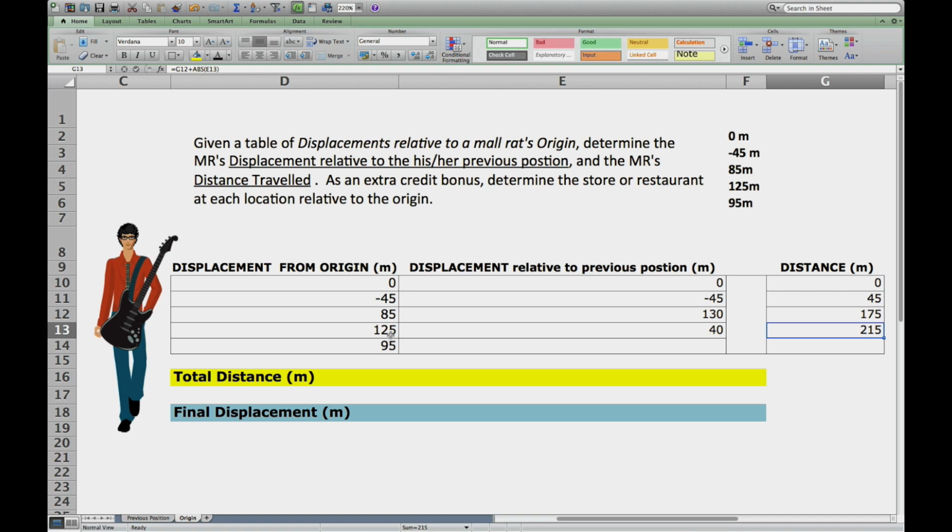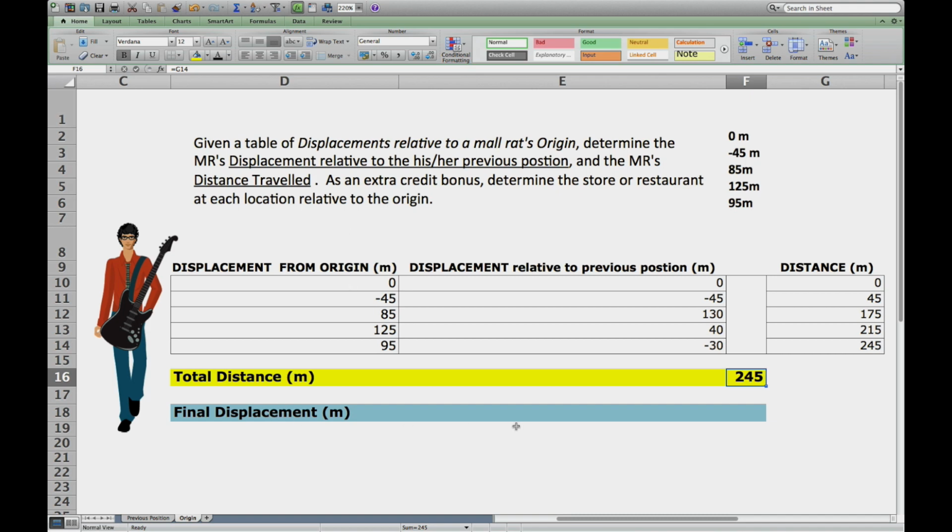Then the mall rat goes backwards from 125, Macy's, to position 95. And that means it'll be a negative displacement because we're going from a higher value to a lower value in this case. And that's going to be an amount of negative 30, but the distance always is positive, always accrues, which means we're going to be at 245. So the total distance is 245 meters.